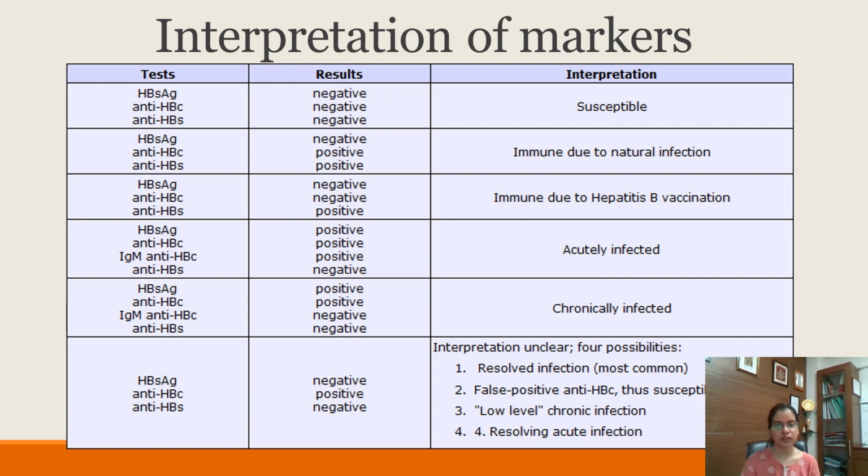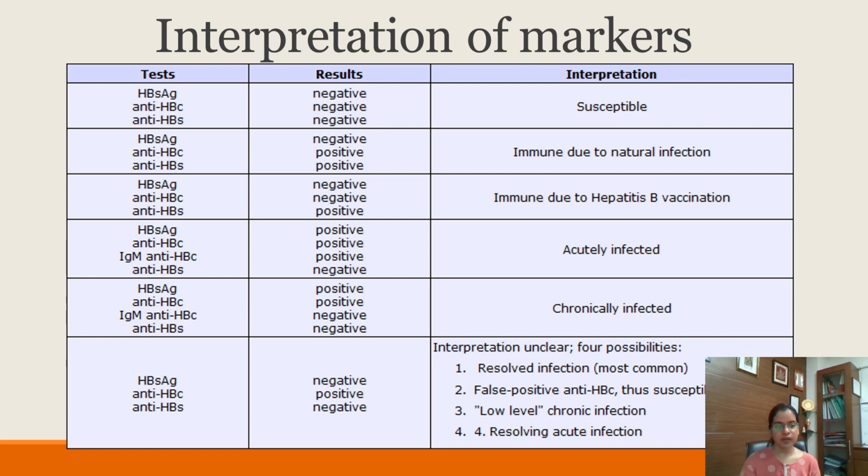Now, if it is acutely infected, HBsAg will be positive as it is acute infection. Anti-HBc will be positive, anti-HBc IgM will be positive. That means it is acutely infected, and anti-HBs is negative. In chronically infected, HBsAg will be positive. In chronic infection, if levels do not go down, the core antibody will be positive, IgM will be negative, IgG will be positive. That means it is chronically infected, and anti-HBs will be negative.